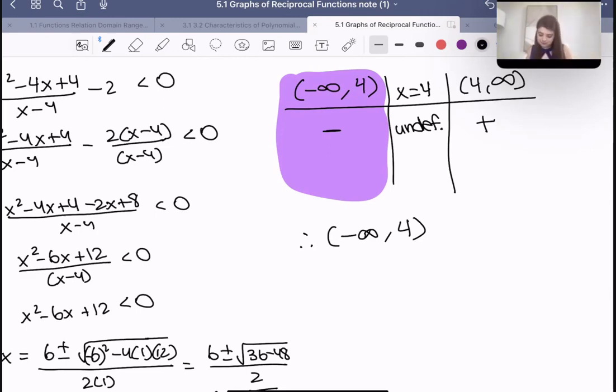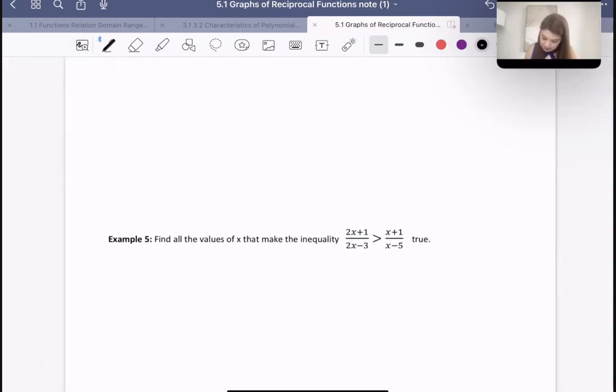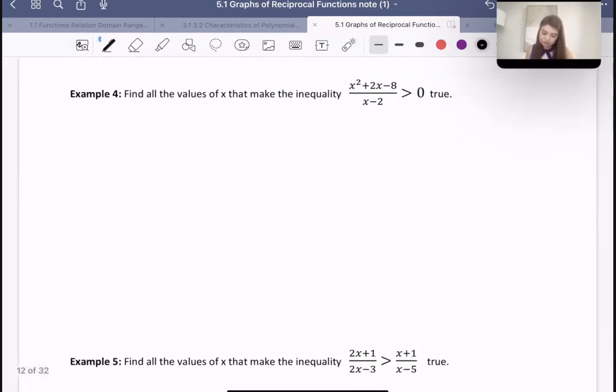Awesome. Okay. Example 4, find all the values of x that make this inequality true. Okay, so first things first, it looks like we might be able to factor this, so I'm going to do that. We could factor this and say this is the same as (x - 2)/(x + 4) over (x - 2) is greater than 0. Okay.